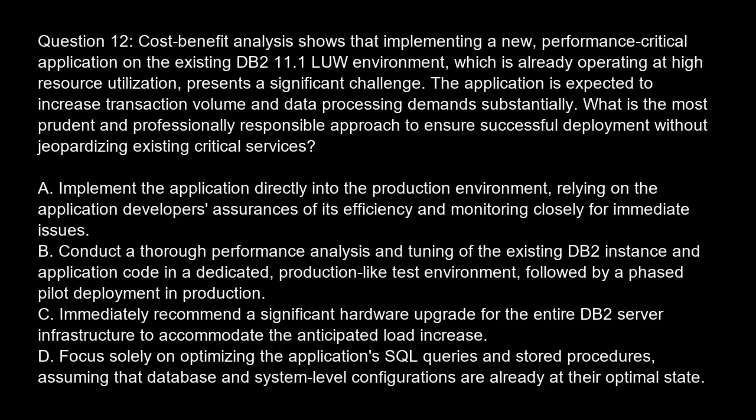Option A. Implement the application directly into the production environment, relying on the application developer's assurances of its efficiency and monitoring closely for immediate issues. Option B. Conduct a thorough performance analysis and tuning of the existing DB2 instance and application code in a dedicated, production-like test environment, followed by a phased pilot deployment in production. Option C. Immediately recommend a significant hardware upgrade for the entire DB2 server infrastructure to accommodate the anticipated load increase. Option D. Focus solely on optimizing the application's SQL queries and stored procedures, assuming that database and system-level configurations are already at their optimal state.